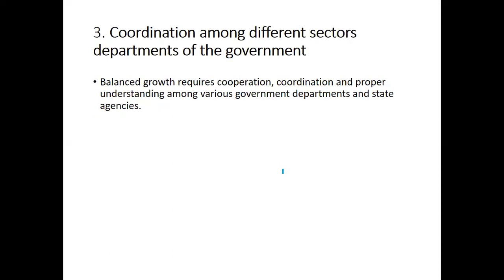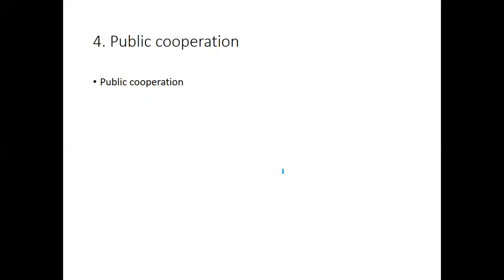The third important requirement for balanced growth rate to happen is coordination among different sectors and departments of the government. Balanced growth requires cooperation, coordination, and proper understanding among various government departments and state agencies. And public cooperation, of course, is very essential. People should cooperate with the government and must not act against it, because the government is making an effort to invest in all sectors. So public cooperation is very, very essential.